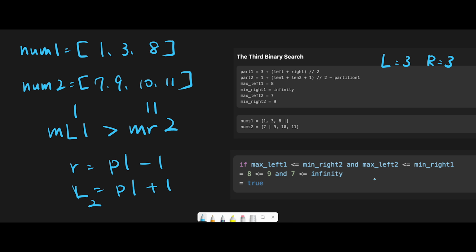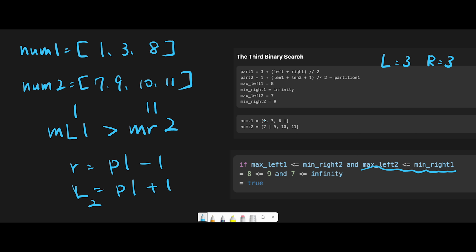Okay, now let's return to the main point. Max left 1 is 8, which is less than or equal to minimum right 2, 9. Looks good. And max left 2 is 7, and we want to make this part always true, so that's why we use infinity. And this is true, right? So both sides are true. That's why we will get true from this if statement. That means we found a valid partition that results in a sorted array.